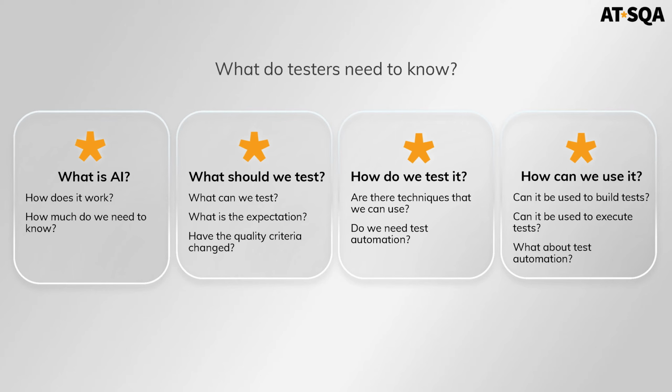Next thing we need to think about is, how do we test it? Great, we can know what to test, but then how do we do it? Are there new techniques? Yes, there are. There are new techniques that we can use. And what about test automation? How does that fit in with this? And that leads us into our next thing, which is, how can we use AI to help us test?